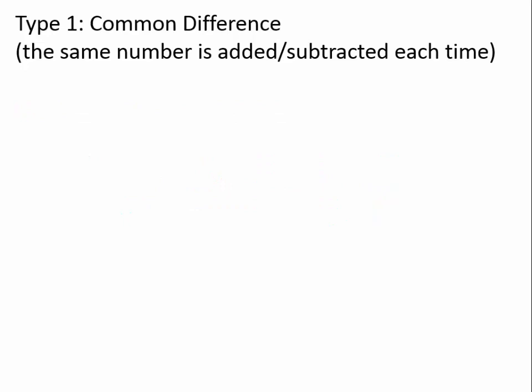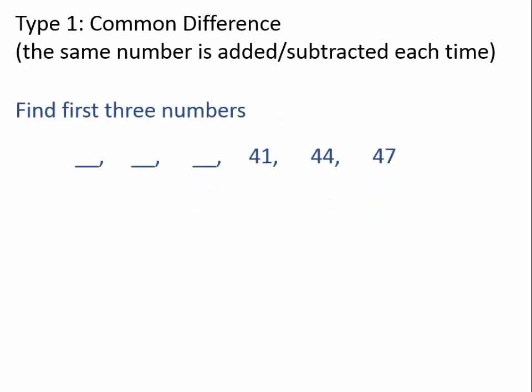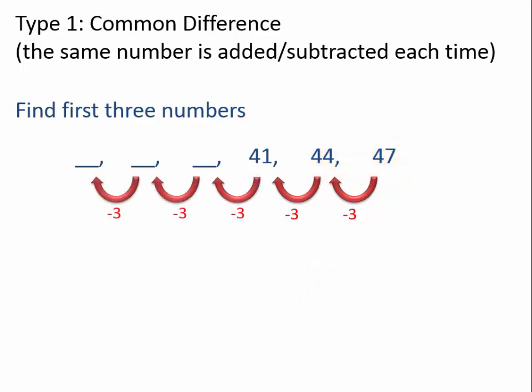Here's another example of common difference, but this time the numbers are before the numbers given. So find the first three numbers. Again, let's have a look at the difference. This time it's minus 3, because if I work it out, I'm going to say 44 take away 47, because I'm going that way from right to left. I'm going to get negative 3, so I have to take 3 away each time.